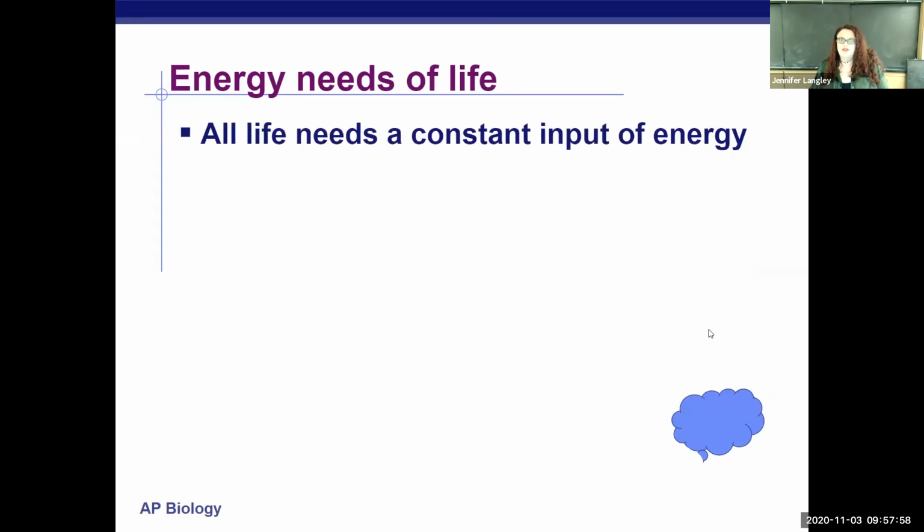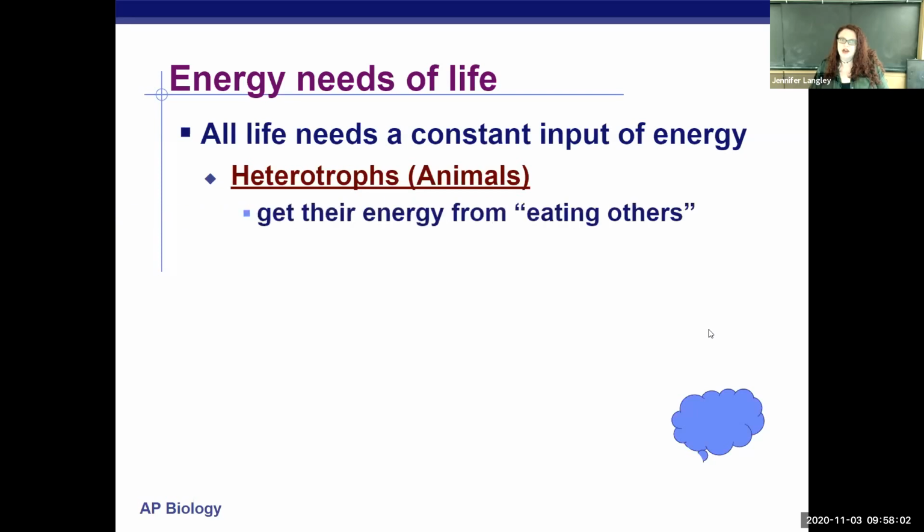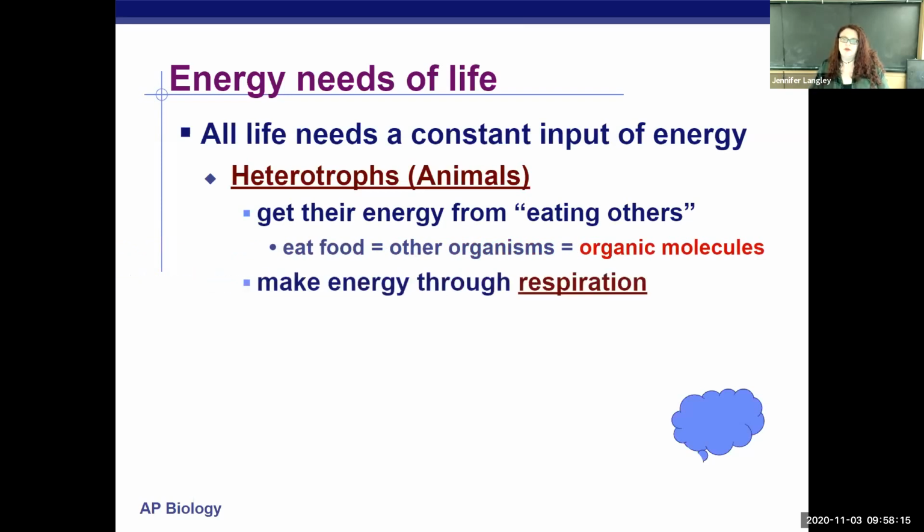Energy needs for life. All life needs a constant input of energy. We know that comes from the sun. Heterotrophs, animals, get their energy from eating other things. Hetero means other, troph means feeding or eat. So we're eating other things, and we make our energy through cellular respiration.